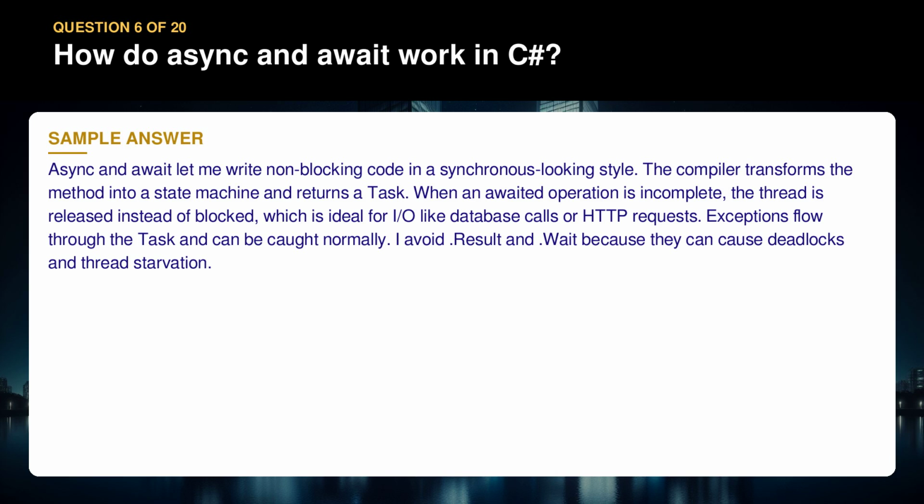When an awaited operation is incomplete, the thread is released instead of blocked, which is ideal for I/O like database calls or HTTP requests. Exceptions flow through the task and can be caught normally. I avoid .Result and .Wait because they can cause deadlocks and thread starvation.